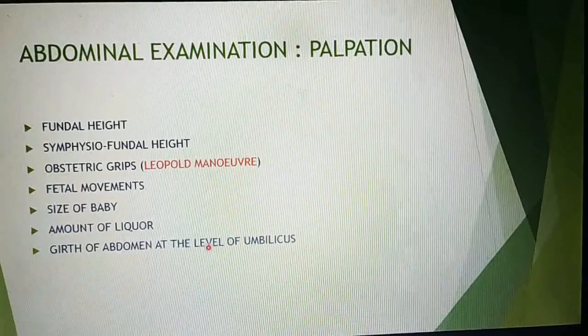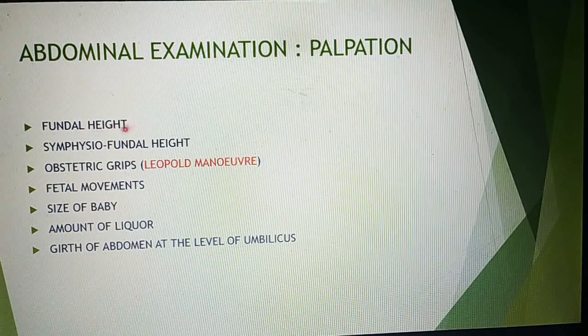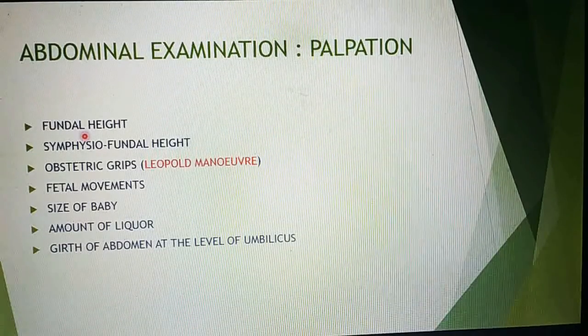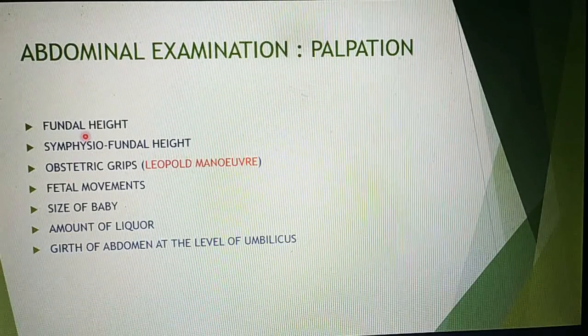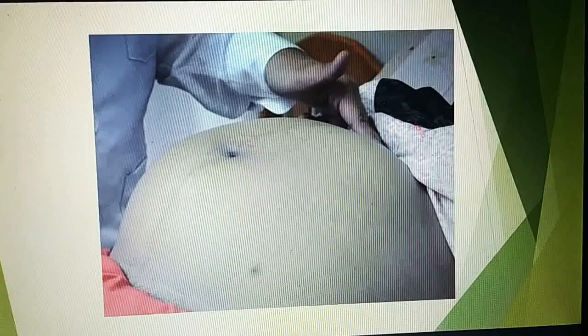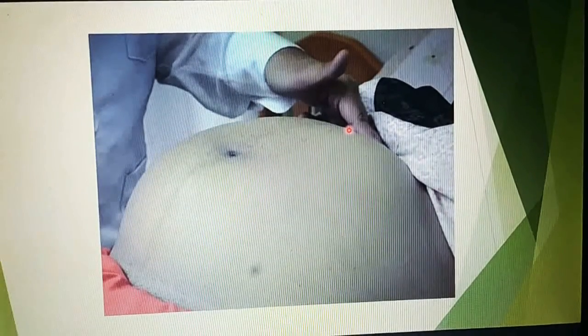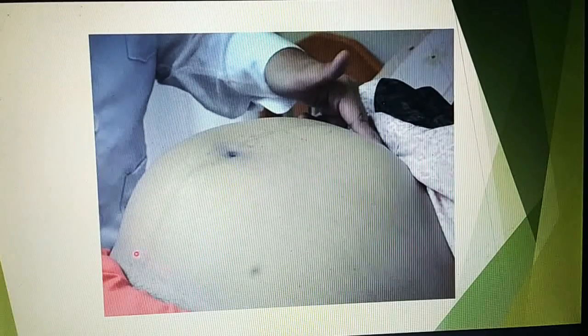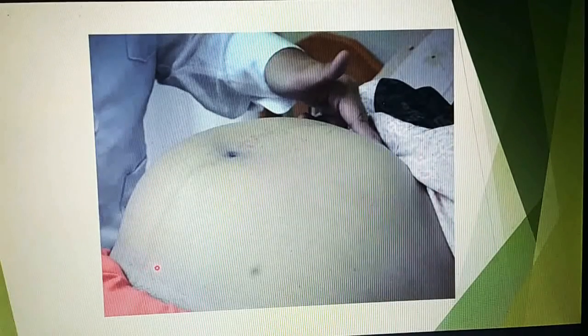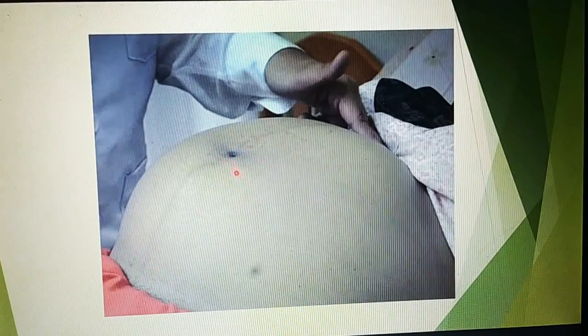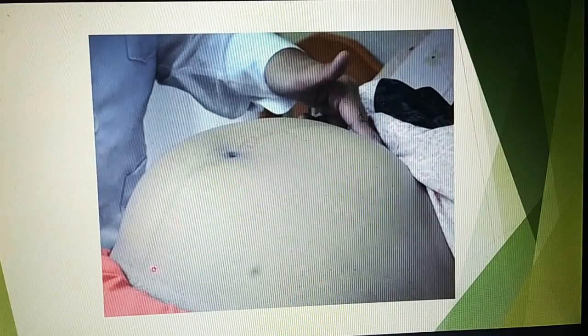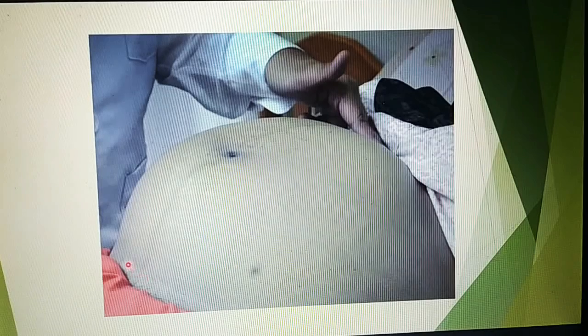So the procedure, first of all, you should record the fundal height. Fundal height is usually recorded as gestational age, in terms of weeks of gestation. You should place your hand just above the fundus in this area and note down the fundal height in terms of weeks of gestation. If the fundus lies just above the pubic symphysis, the pregnancy is of 12 weeks gestation, and at the level of the umbilicus it is 24 weeks gestation. So if the fundus lies here, it is 12 weeks of gestation.